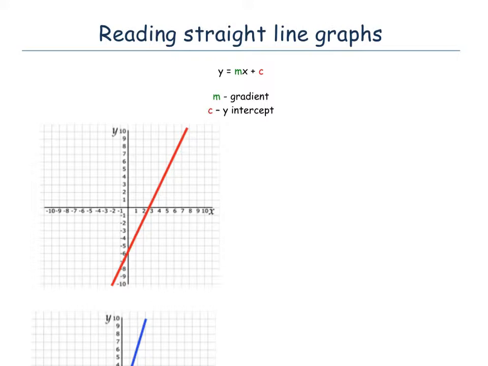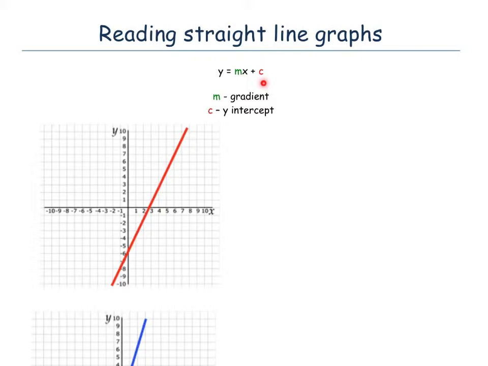Once we know those two key values, we can put them into this equation: y equals mx plus c, where m is the gradient and c is the y-intercept. And it's either going to be plus or minus depending on whether it crosses on the positive y part or the negative y part. So, y equals mx plus c. So how do we go about finding the gradient?